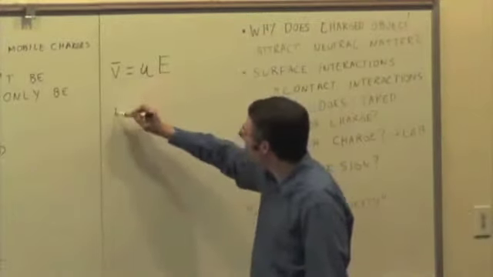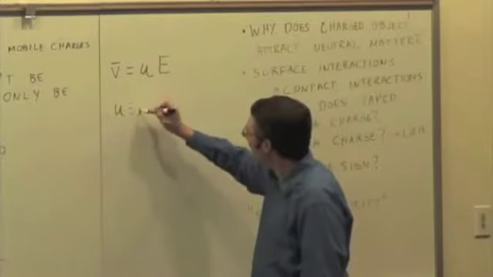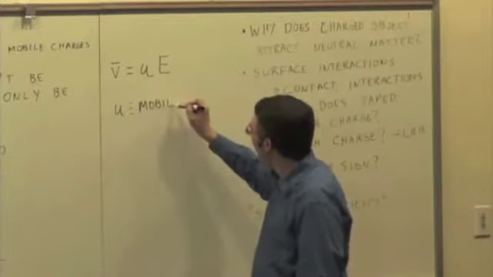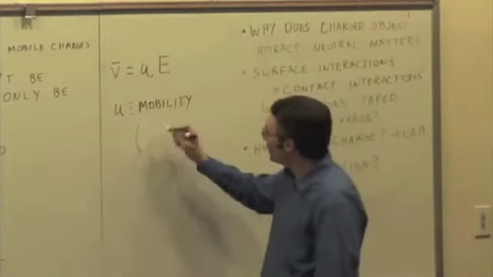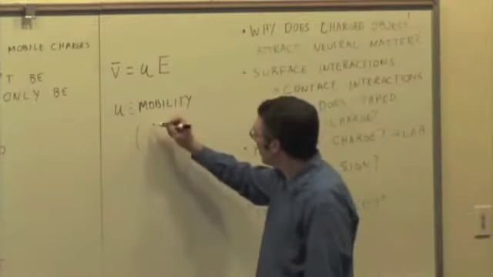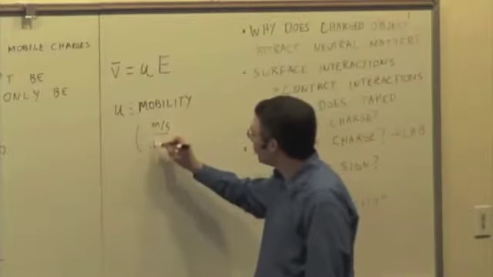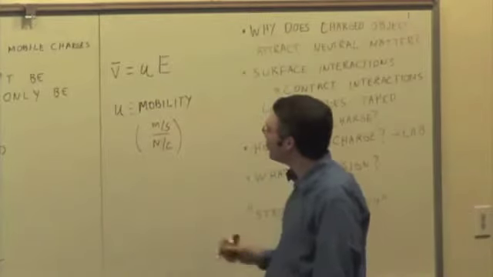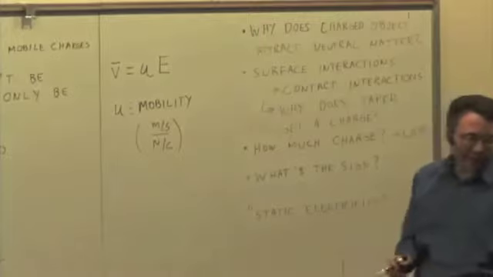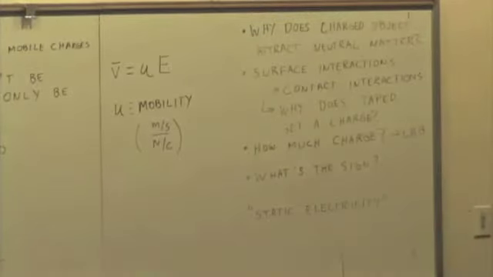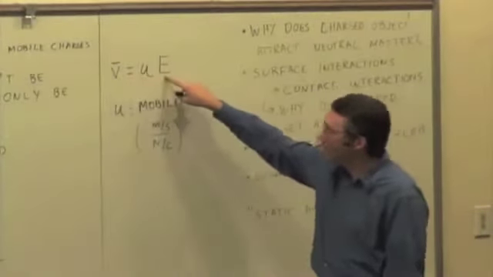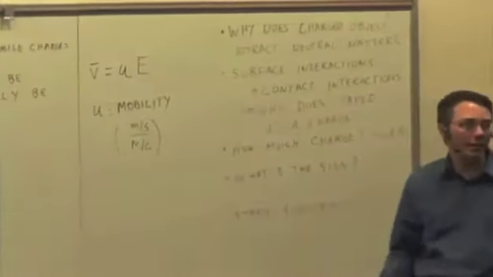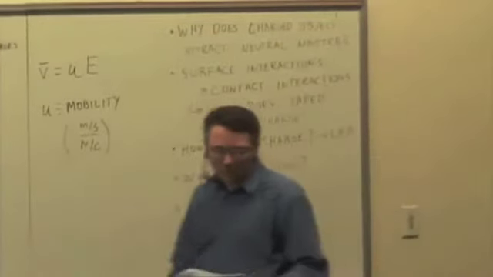What is U? U is called the mobility. Its units are just meters per second over newtons per coulomb. There's no special unit for it. It's just giving the mobility of the charges, how easily they can move, how fast they will move, given a particular applied electric field.